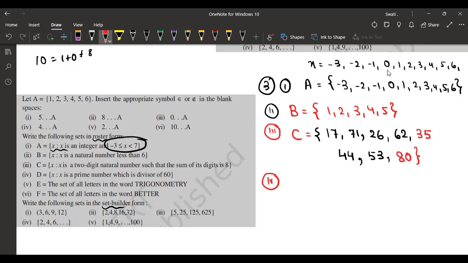Next is question number 4. D equals x such that x is a prime number which is a divisor of 60. So the very first thing you need to understand is what a prime number is. Prime numbers are those numbers which are divisible by 1 and itself only. Those are prime numbers. So here we need to find x such that x is a prime number which is a divisor of 60. So let's find the divisors of 60.